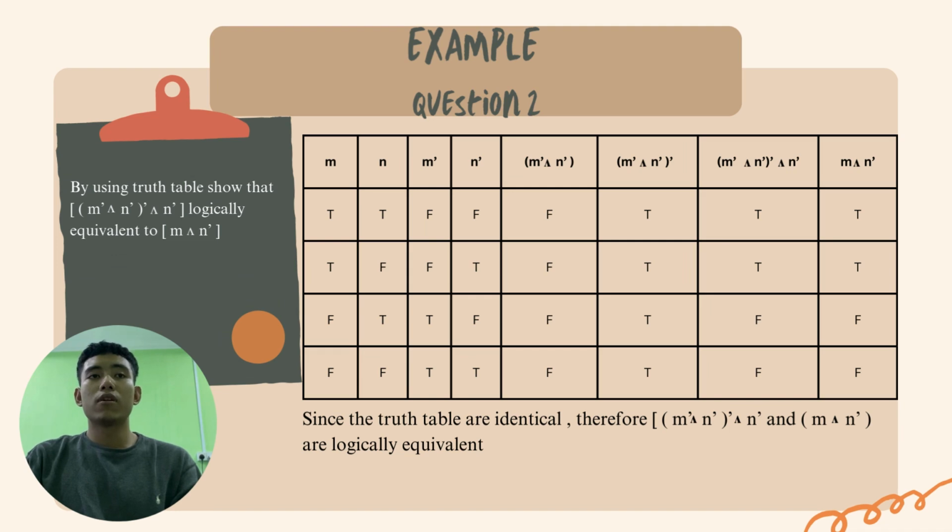So now I will continue to question 2. The question 2 says, by using truth table, show that negation of M and negation of N logically equivalent to M and negation of N. So first we will go to M.